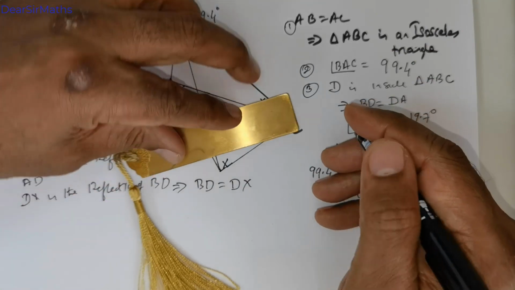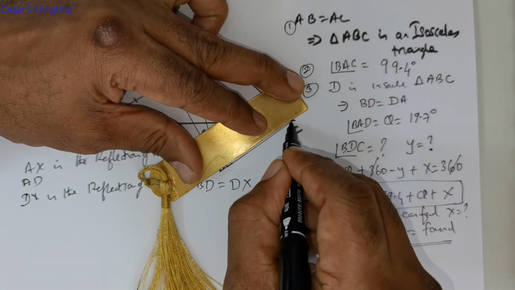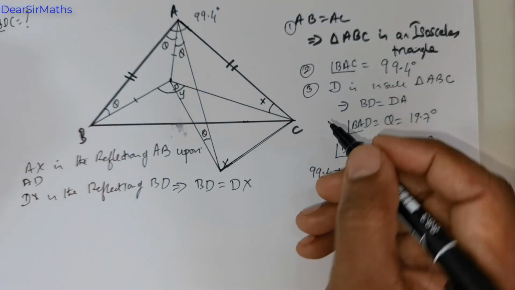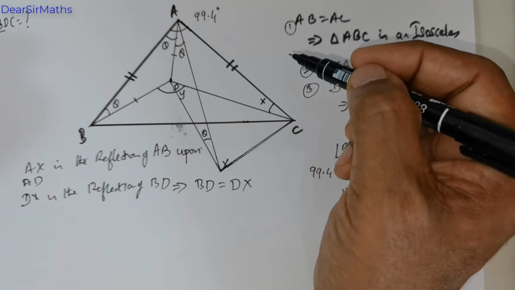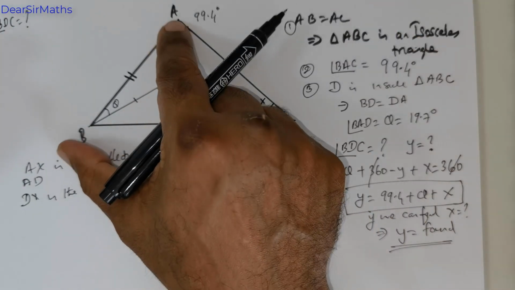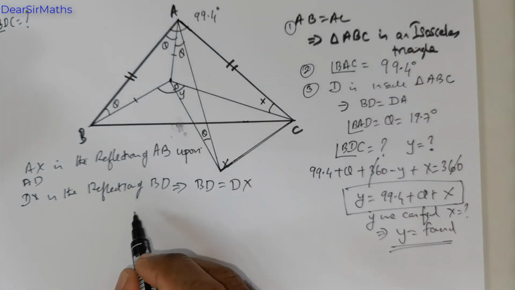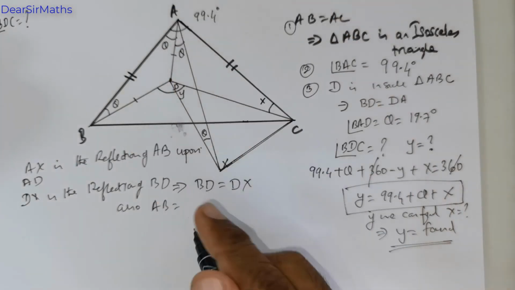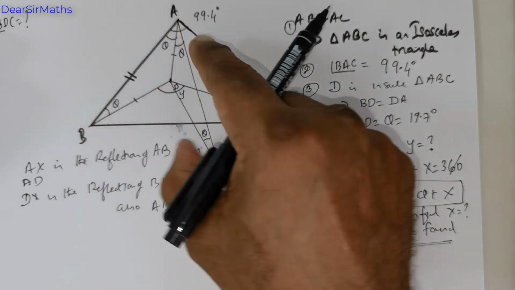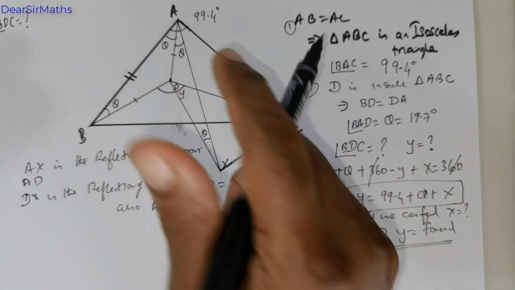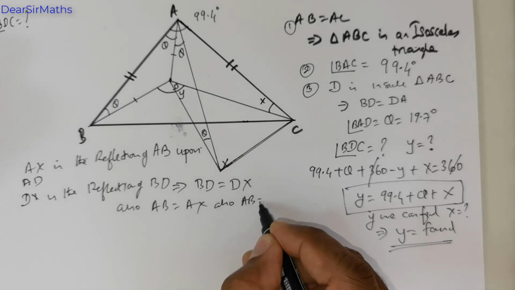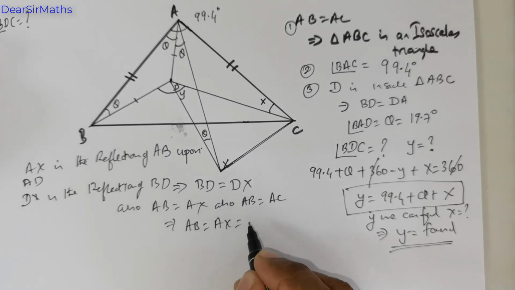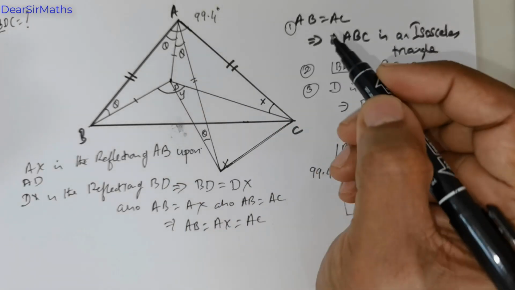Okay, I'm connecting C with X. Now clearly you can see that AB is also, let me write, AB is equal to AX. So AB is equal to AX, but what is AB? Also AB is equal to AC. So this means AB is equal to AX is equal to AC. So these two sides are equal.